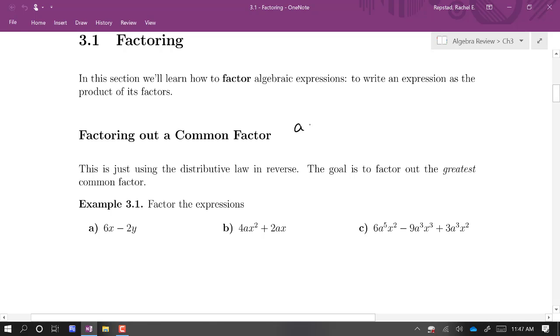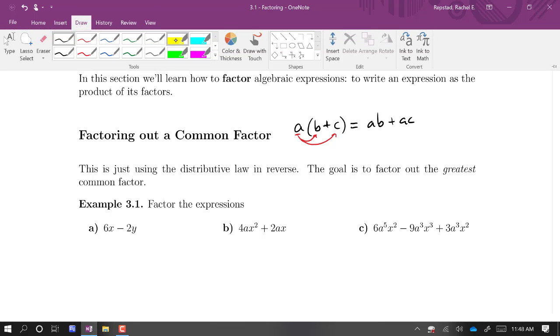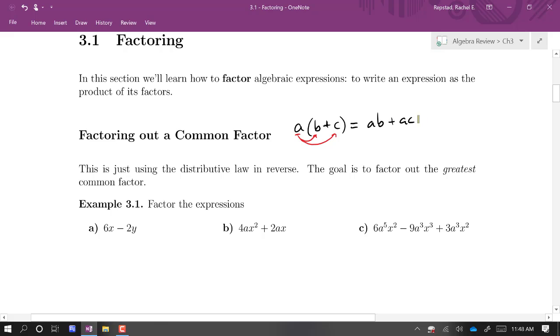The distributive law is what tells us that if I multiply A by the sum B plus C, then I'm allowed to distribute this factor to each of those terms, and we get A times B plus A times C. And factoring out a common factor is just that process in reverse. It's looking at an expression like we have here and noticing, oh, I've got this common factor of A, and then I'm going to take that out and then see what I have to multiply A by to get each of these terms that we started with.